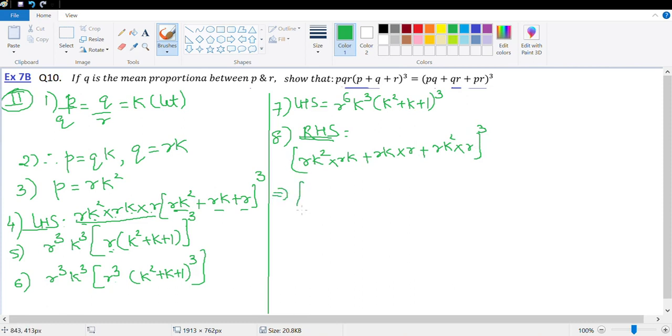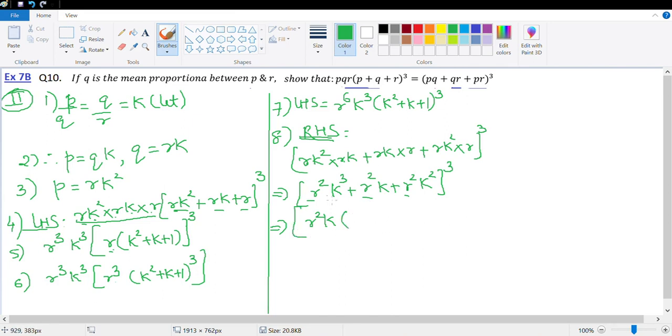This is R into R square K square into K cube, plus R into R square K, plus R square K square, everything to the power 3. Let's notice what is common between these three terms. R square is common and 1K is common. So let's take that R square and K out. Everything is to the power 3.